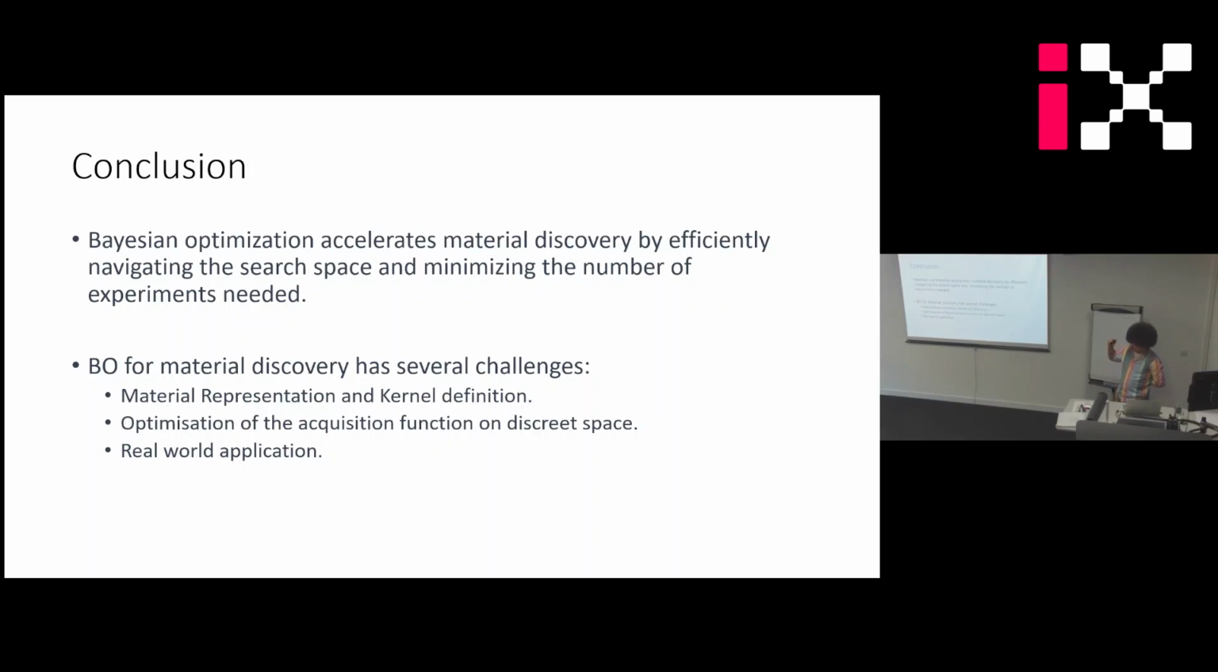So I hope that throughout this presentation, which I think was more of a discussion, I've managed to give you a taste of what Bayesian optimization is and how we could use it to accelerate material discovery. Also, I hope you understand a bit more about the problems with material representation and kernel definition for this approach, how we can optimize the acquisition function on a discrete space, and how hard it is to actually use Bayesian optimization for real-world applications.